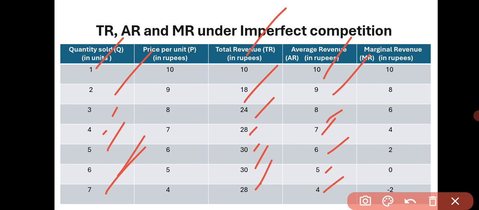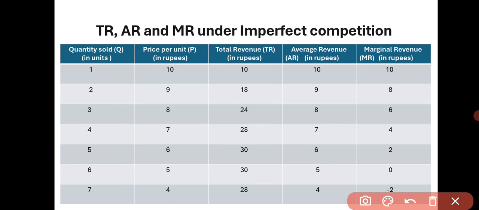So it is calculated likewise, and here we also see that there is always equality between average revenue and price, right? Now we will discuss how marginal revenue is calculated in this imperfect competition market situation. Marginal revenue is just the difference between the total revenue of two successive units of the commodity sold.